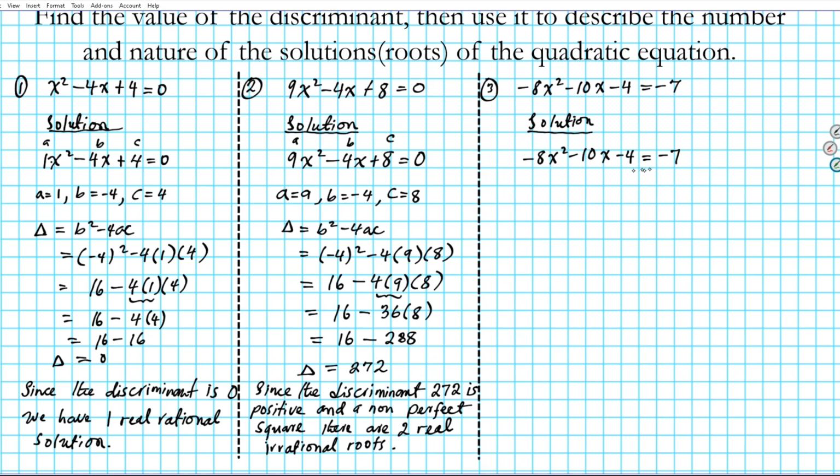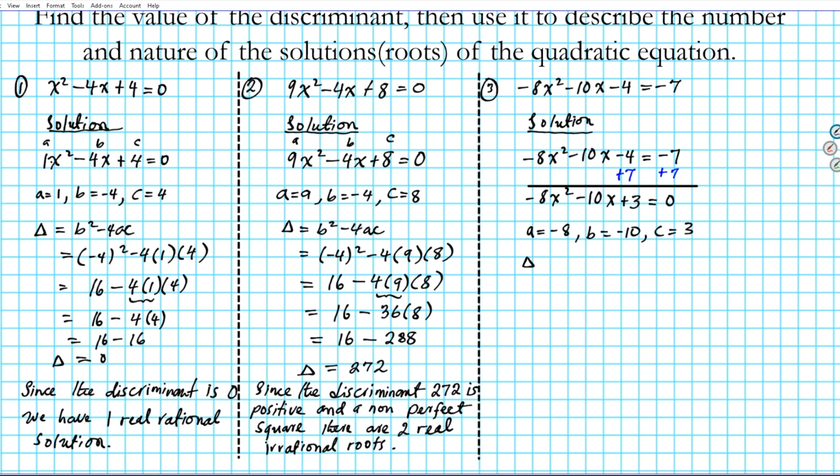All the terms on the left side are already in descending order of degrees, so we don't have to reorder anything. Let's just add 7 to both sides of the equation. That will give us the quadratic in standard form: negative 8x squared minus 10x, combine those two, plus 3 equals 0. With this setup, we can easily see that A is negative 8, B is negative 10, and C is 3.